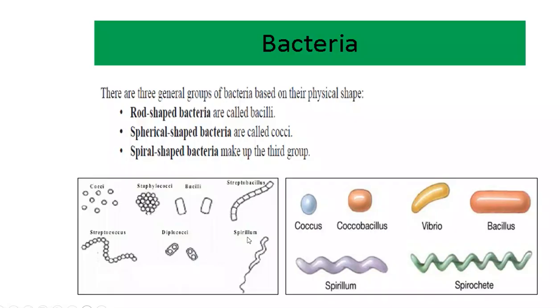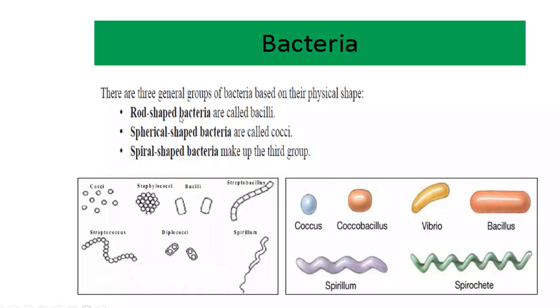Then we have spirillum, which you can see looks like a snake, but it can be joined in a single or double line. Then we have coccus, cocci, bacillus, vibrio, bacillus, spirillum, and spirochete. So these are the bacteria's categorization depending upon their physical shape.